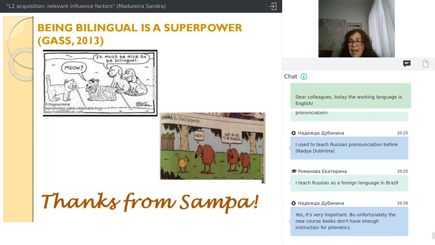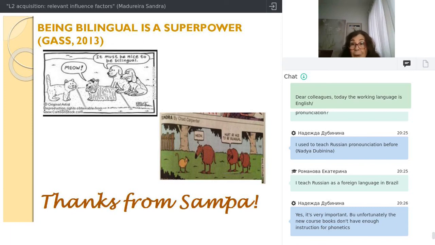Someone mentioned that unfortunately course books don't have enough instruction on phonetics. That's true. They do not have enough instruction on phonetics, and there is something else: teachers are not aware of the important phonetic issues. I'm speaking about here in Brazil; I don't know how it is in Russia. But even in language courses, phonetics is not the topic that is emphasized. Sometimes it is not even introduced. So you see that this is very important.